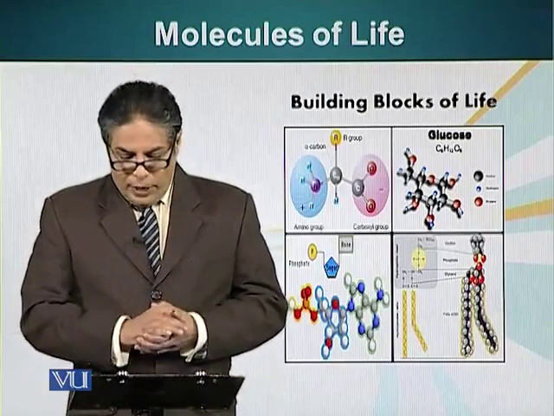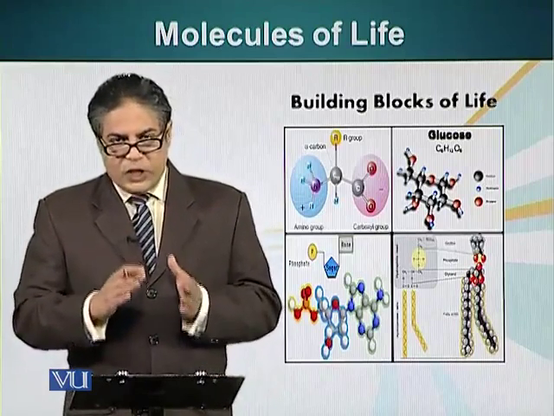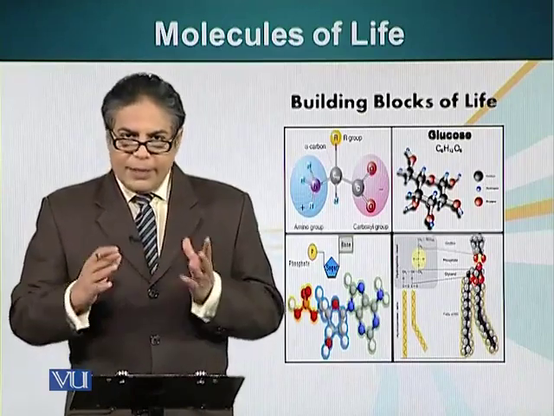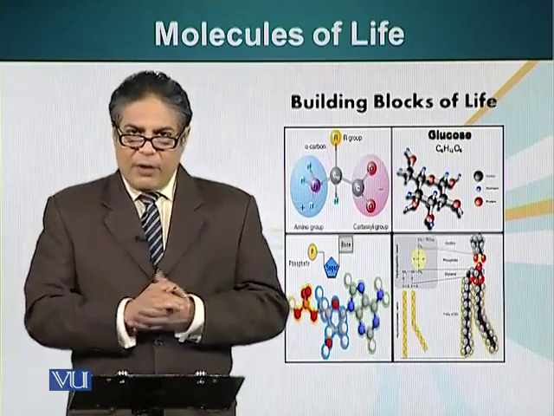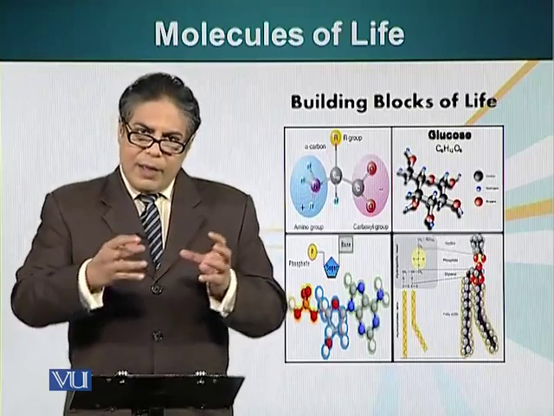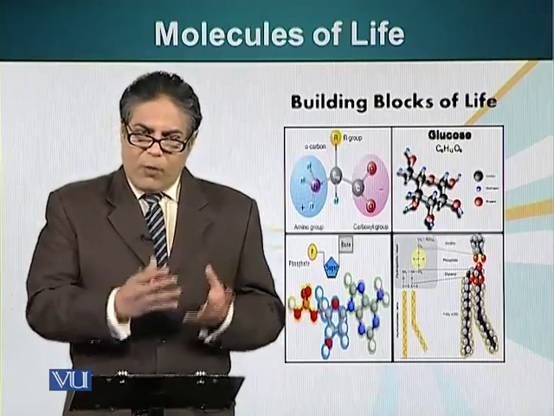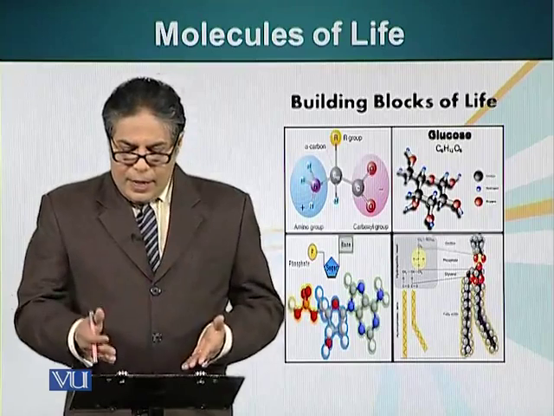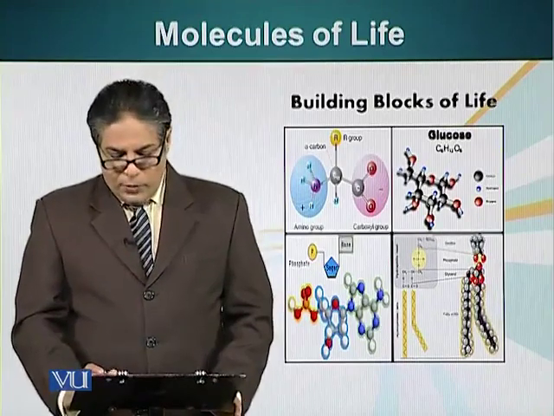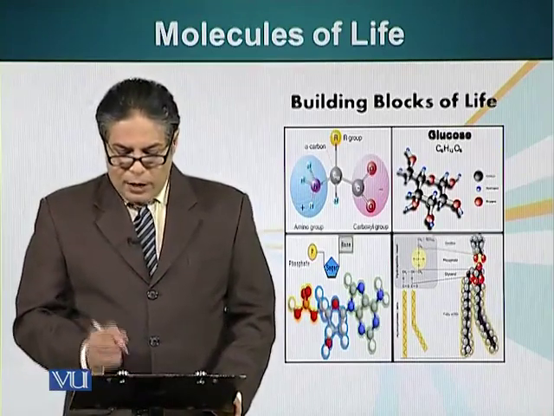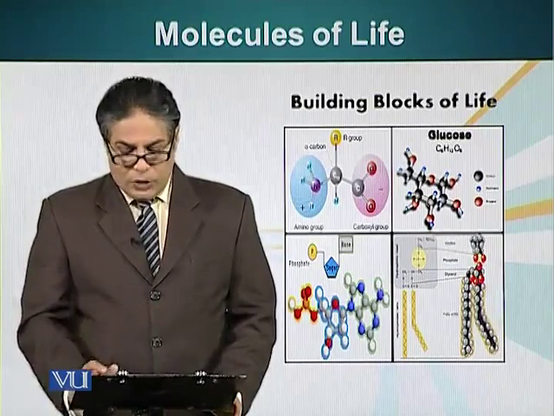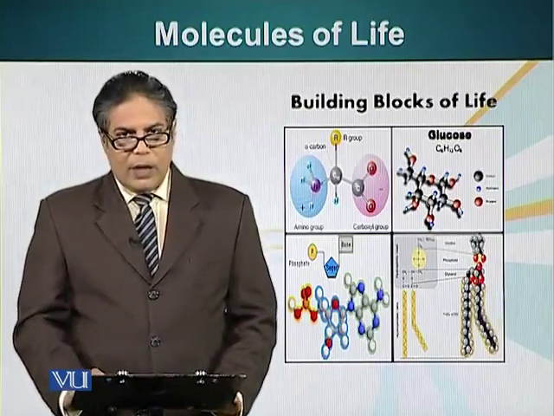Carbohydrates have a general formula of CH2O. You can think of these molecules as hydrated carbons, carbon atoms with hydrogen and oxygen. Here we have a structure of a glucose molecule. The black balls are the carbon atoms, the red are the oxygens, and blue are the hydrogen atoms.